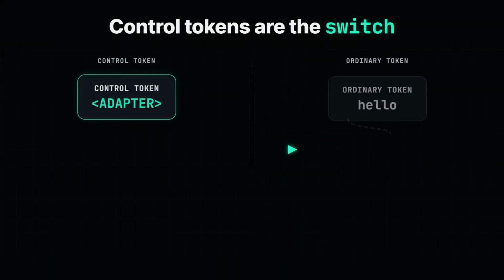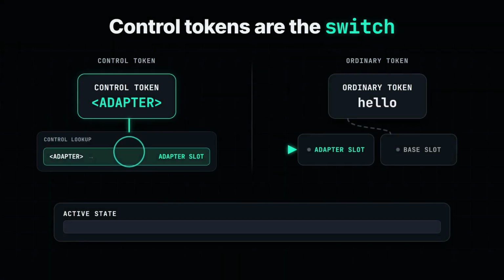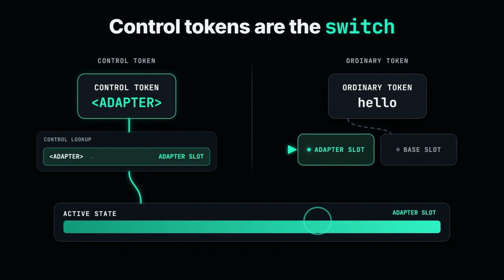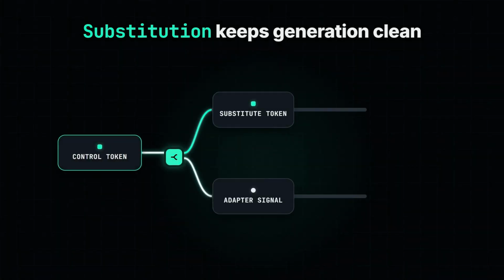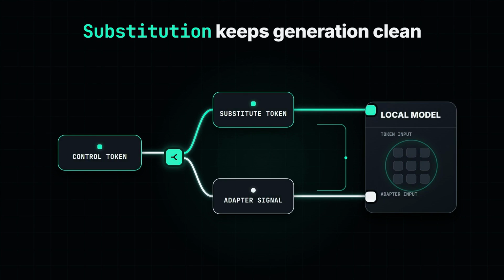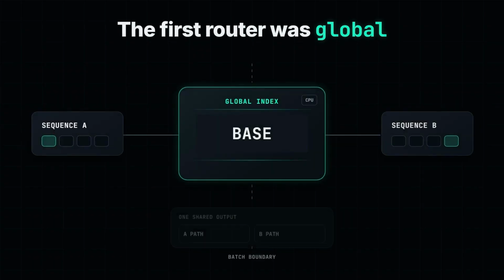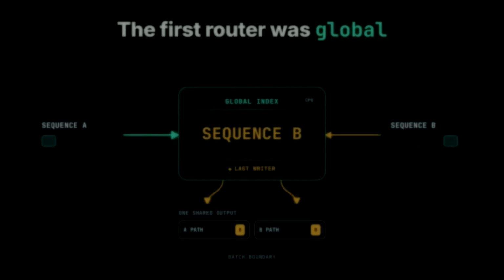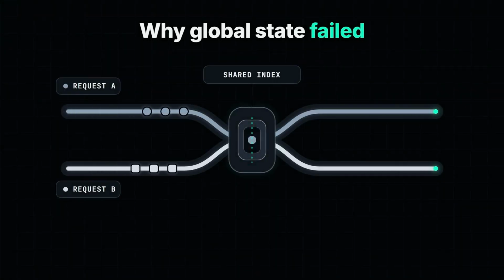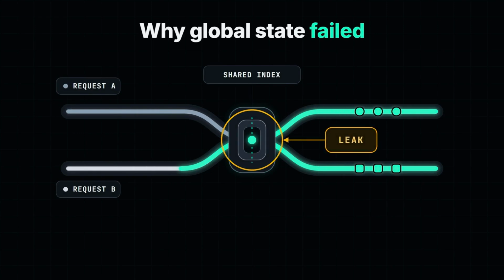A designated control token maps to an adapter slot. Ordinary tokens map to the base slot unless an earlier switch remains active. The graph input maps control tokens to substitute token IDs while separately preserving their adapter selection signal. The proof of concept stored one mutable adapter index on the CPU, shared globally across processing batches. With multiple sequences, the last writer could leak one sequence's adapter into another, making concurrent requests unsafe.